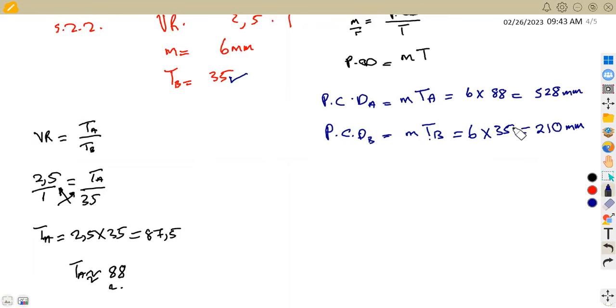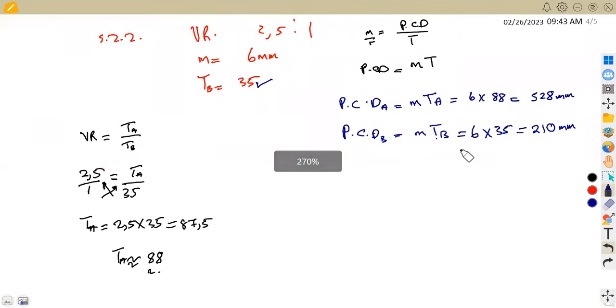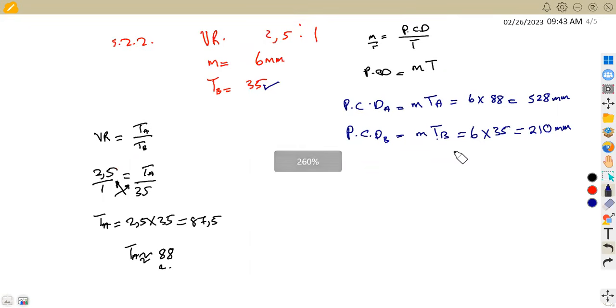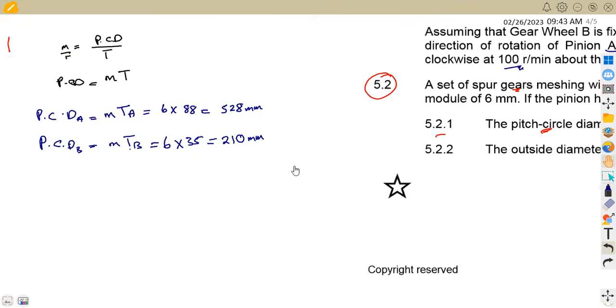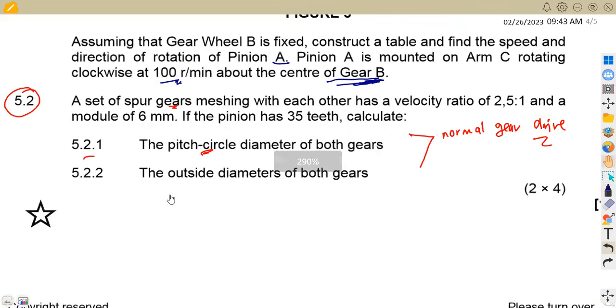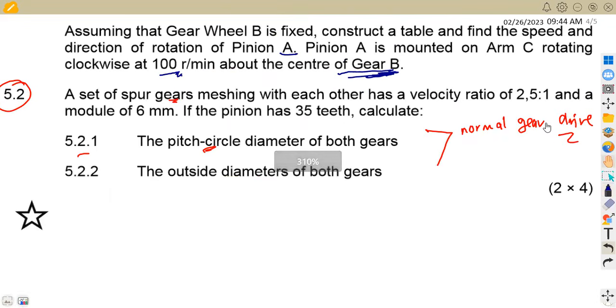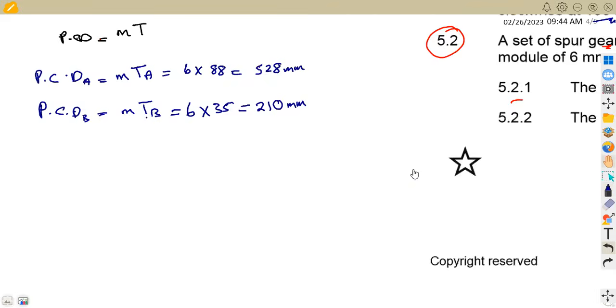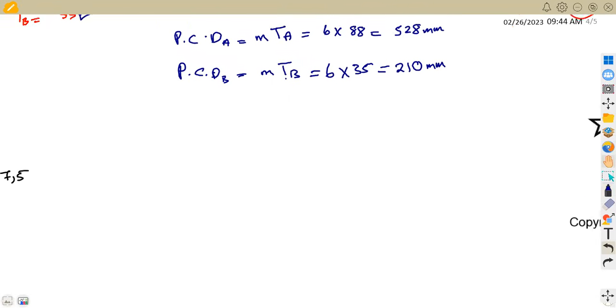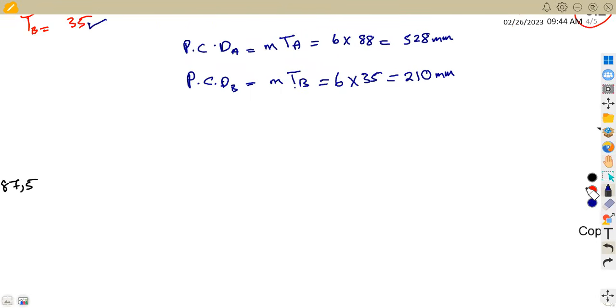So like I said, these typical questions, know your formulas, how to manipulate a formula to find what you're asked on the question. That's how you answer these questions, just like that, guys. All right, so let's check 5.22, the outside diameters of both gears. So we need the formula for the outside diameters. And what is that formula, guys? All right, 5.22, you can just have this down here. I just hope this space is going to be fine.